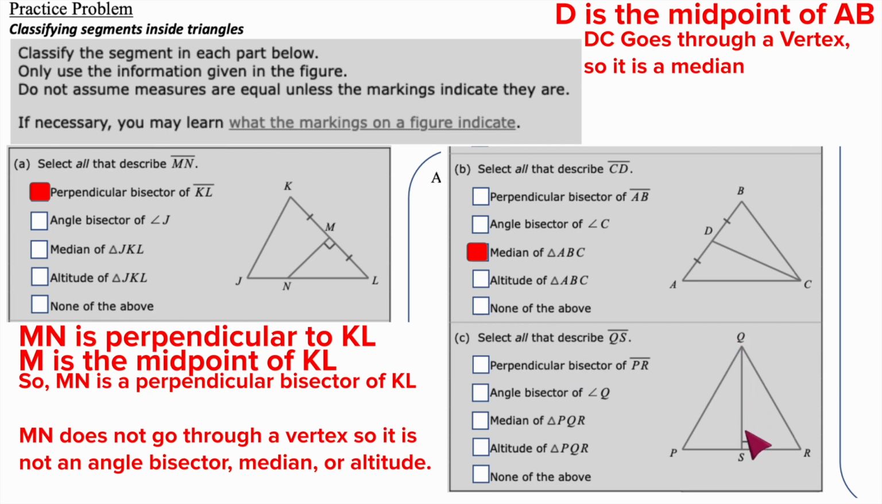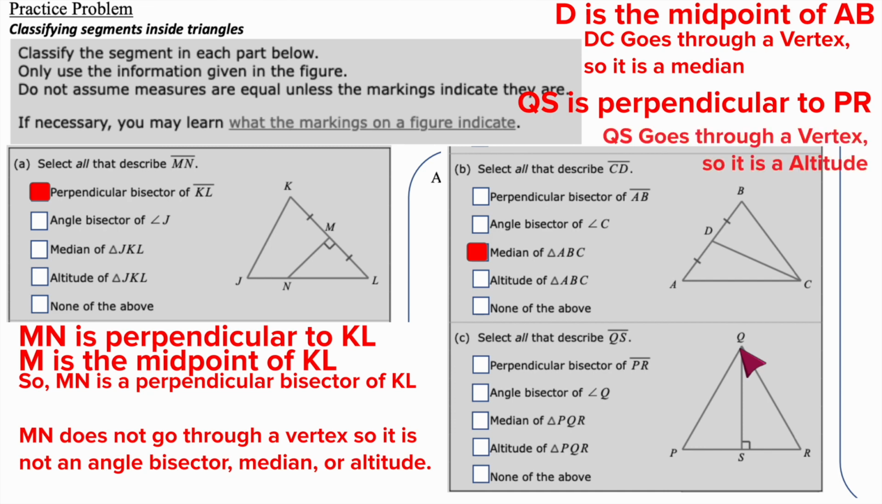And then this last one, we have QS. So I can see that it's perpendicular, but I can't see any other information. Don't assume that these are equal. They look equal to me, but don't assume that. All I can see is that it's perpendicular. So if I have a line that's perpendicular to the opposite side going through the vertex, we call that an altitude. But it's not going to be a median. I don't know that it's in the middle. I don't know that it's bisecting the angle because I don't have any marks to show me that. It looks like a perpendicular bisector, but again, I don't have any marks to show me that. So just go with what you can see based on the marks, not what it looks like.